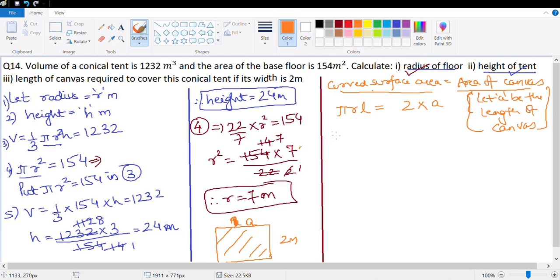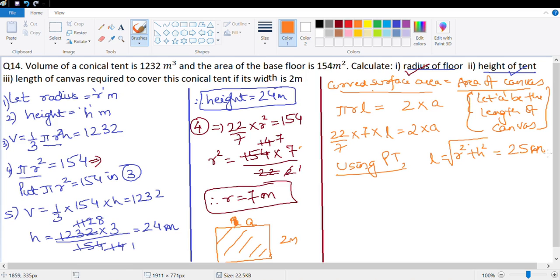Pi value is 22 by 7. R we calculated as 7. The slant height, we haven't calculated the slant height, is equal to 2 multiplied with A. Let's do it on the side. So using Pythagoras Theorem, one second, let's write it here only. Using Pythagoras Theorem, L is equal to root of r square plus h square. We know 7, 24 and 25 is a Pythagorean triplet, which means length of the slant height is 25 meter.